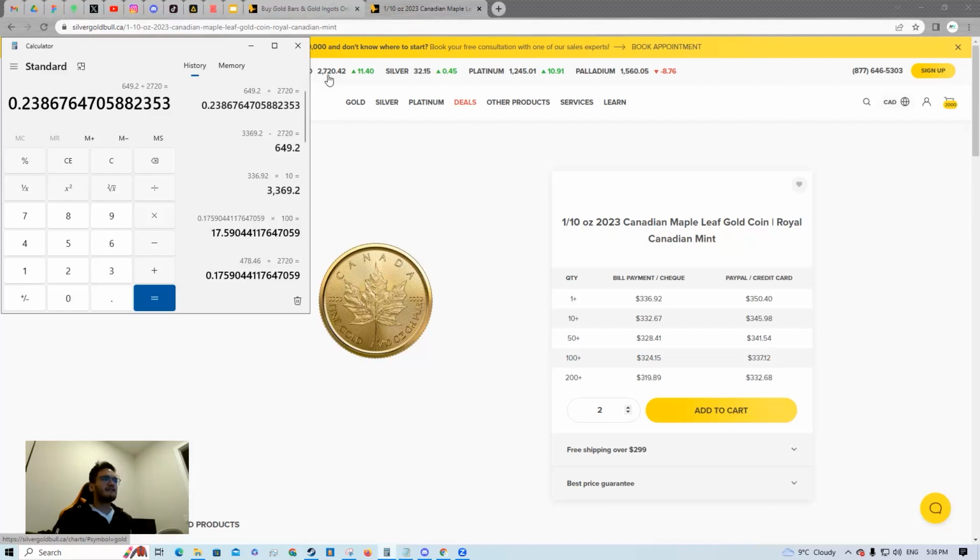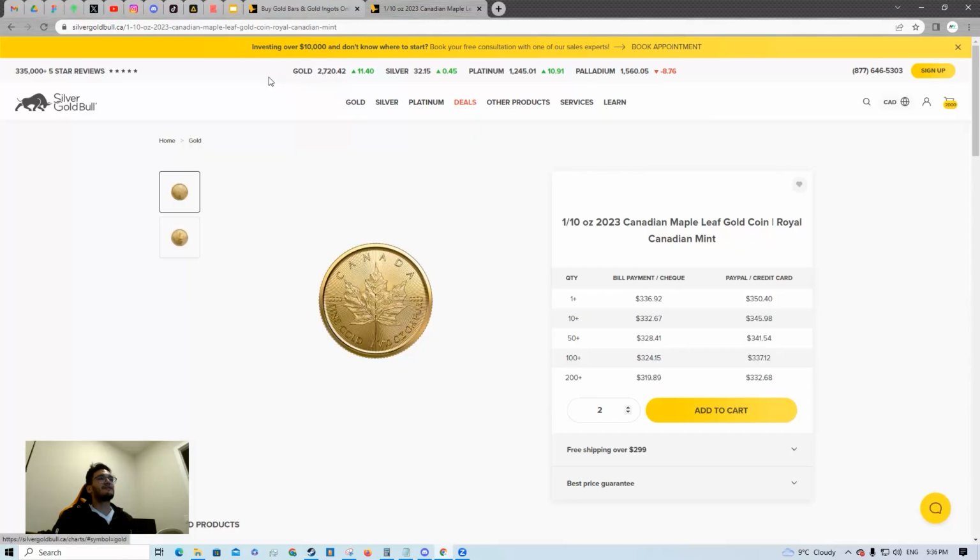Now, this doesn't mean at all that the dealer is charging way too high for this product. Just know when they go to buy this from the wholesaler, they're going to pay a very high rate from the get-go. So don't think that they're paying around spot price when they go to buy this. They're paying well above spot price. Buying fractional gold coins is not cheap for a dealer.